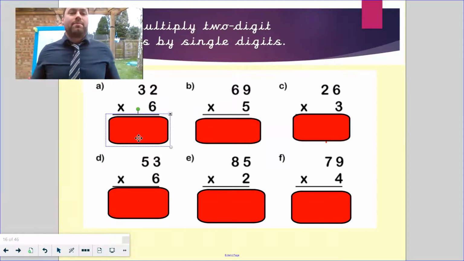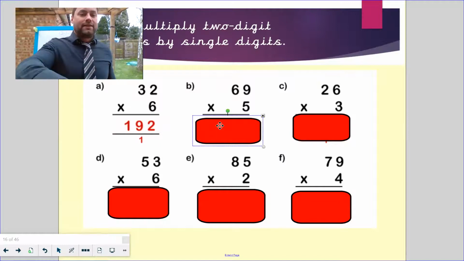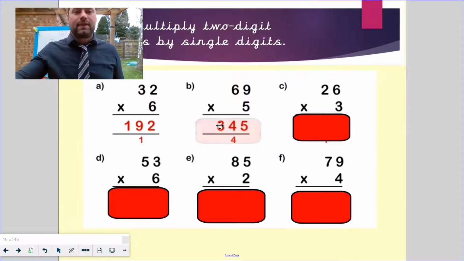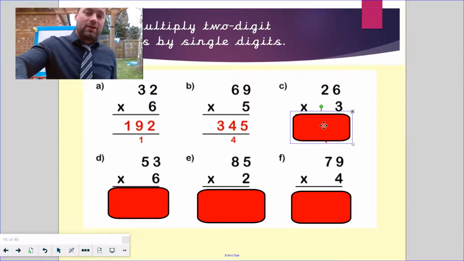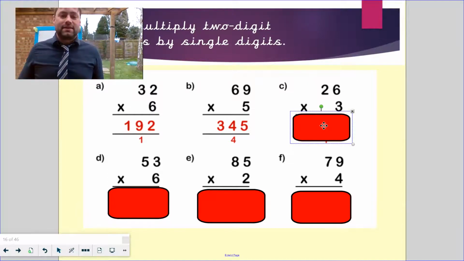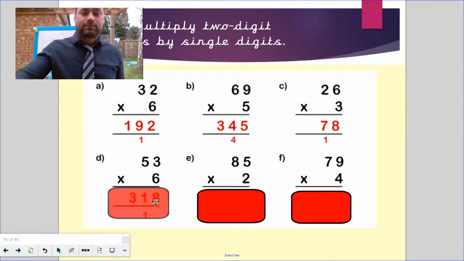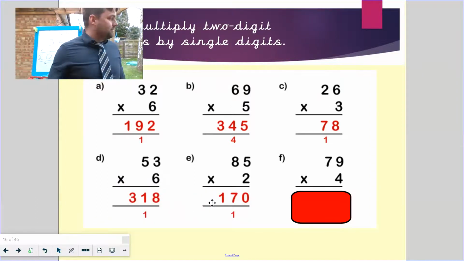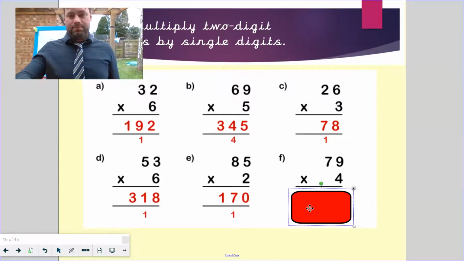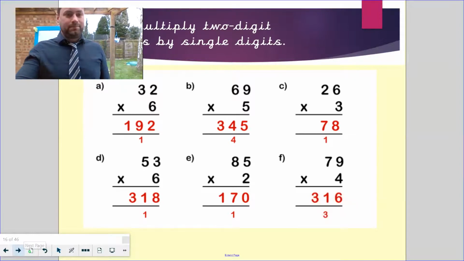So 32 multiplied by 6 will give you 192. And you should have had 1 exchange on the tens column there. Question B, you should have had the answer of 345. You can see there when you've done 9 times 4, you've had to exchange 4 tens there in the tens column. 26 times 3 is 78. 53 times 6 is 318. 85 times 2 is 170. And 79 multiplied by 4 is 316.